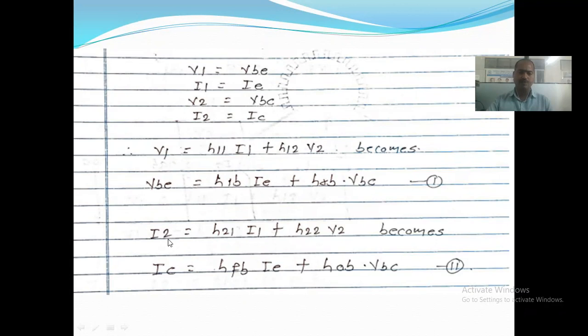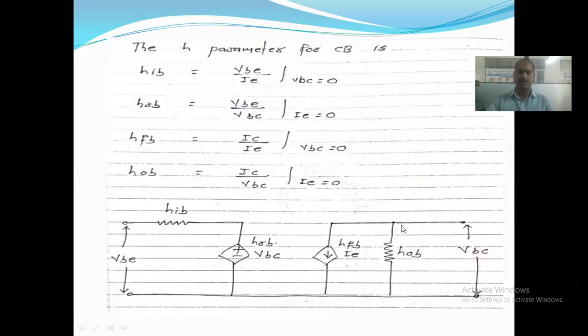For I2, it is nothing but H21 I1 plus H22 V2, right? So see, I2 indicates IC. H21 indicates forward current, right? So it is nothing but I2 divided by I1. That's why we write it as HF for the base configuration. That's why it is HFB. I1 indicates IE plus HOB. HOB indicates common base configuration output admittance, right? HOB into V2. V2 indicates VBC. Okay, VBC. This is the formation of equation number 2.